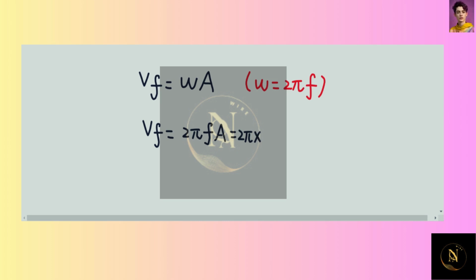so the frequency was given as 2.0 hertz. So times 2.0 hertz, and then times the amplitude, which is 0.20 meter. And this will give us the final speed is about 2.51 meter per second.